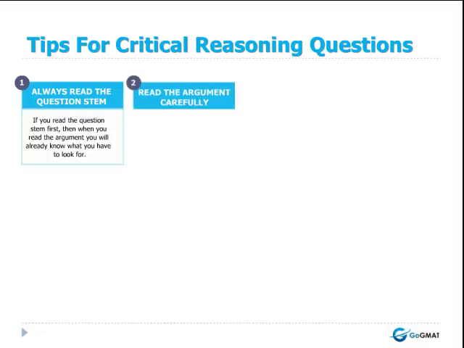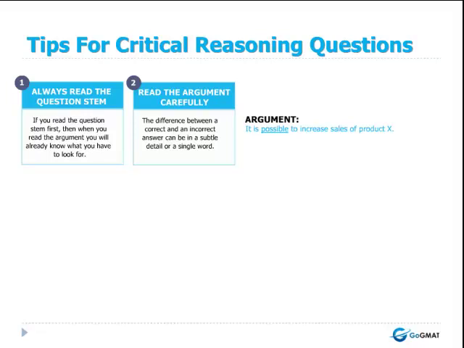2. Read the argument carefully. Unlike the large reading comprehension questions, critical reasoning arguments are comparatively short, 30 to 120 words, and you should pay attention to every single detail. The difference between a correct and an incorrect answer can be in a subtle detail or a single word. Make sure you understand all the statements in the argument. Evaluate evidence presented in the argument as it is written.